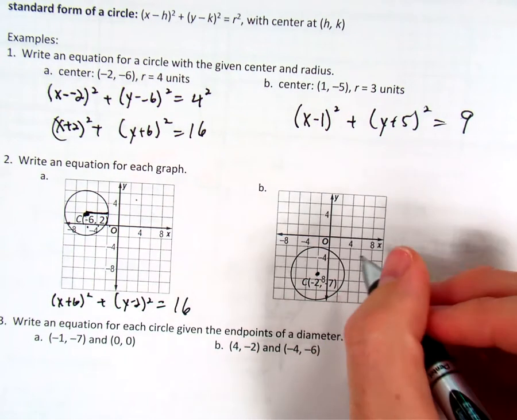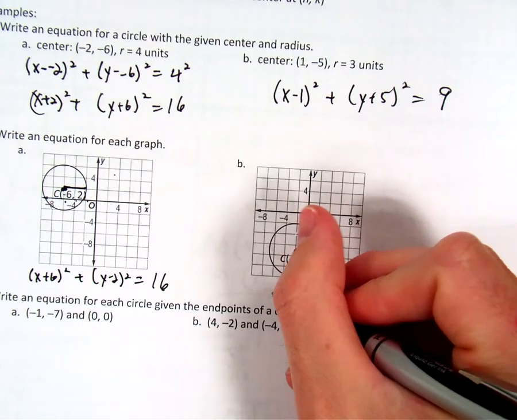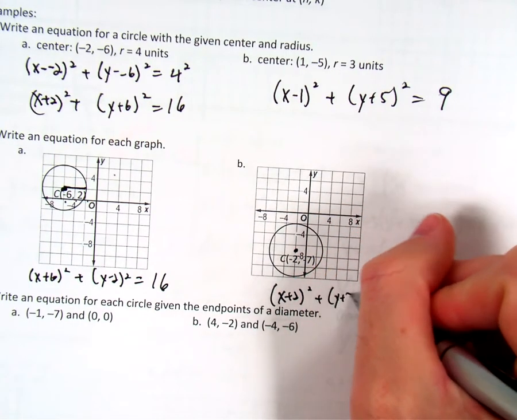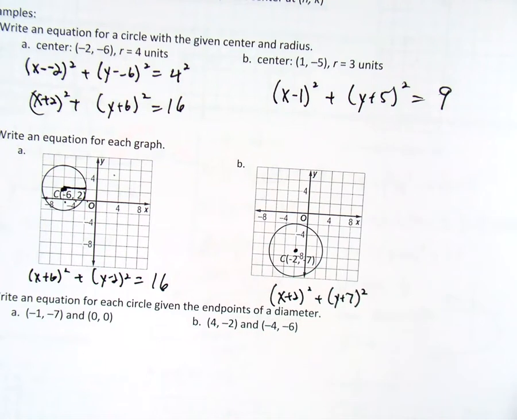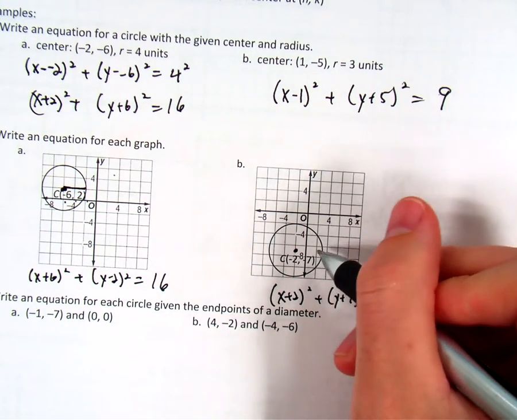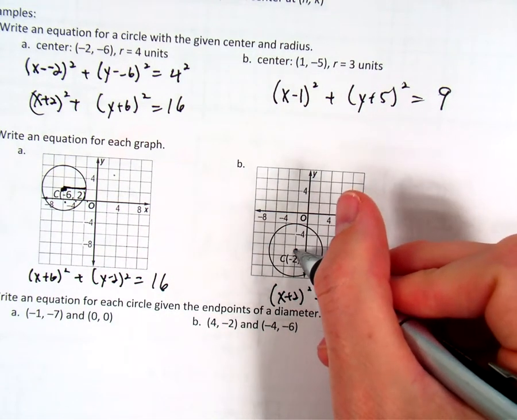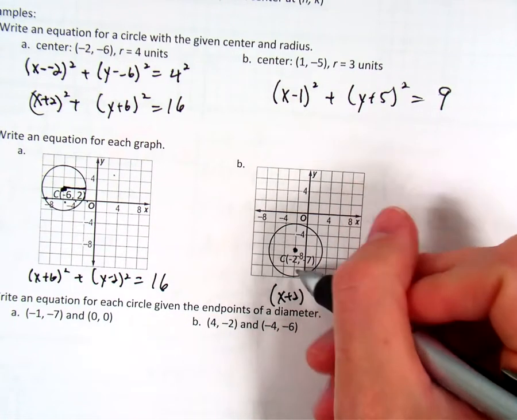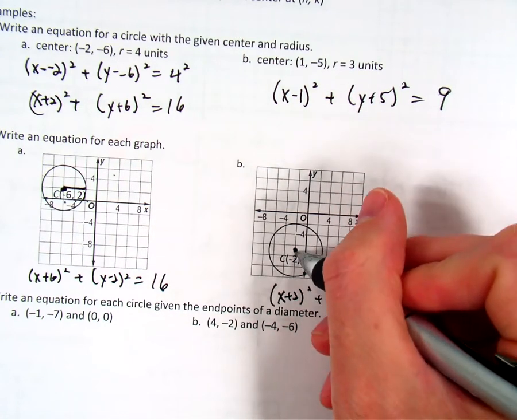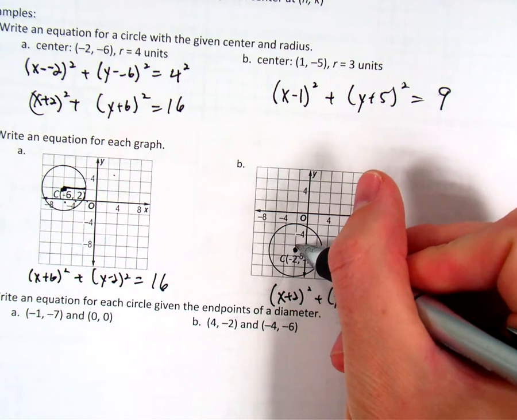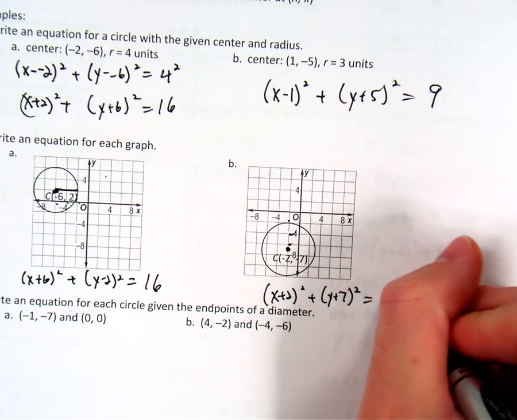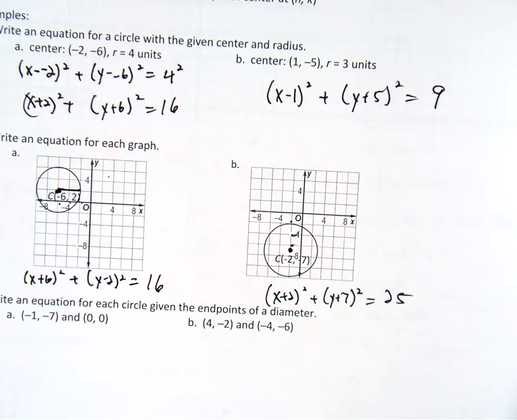Alright, so we're at -2, -7. So x plus 2 squared, y plus 7 squared. Okay, now the tricky part here is how far is r? Okay, so it's at 7, which is kind of halfway there. That's tough to tell if you're going side to side, but if you go vertical, it's a little easier to tell. Okay, because that's going to be 1 to get us back to here, and then 3, and then 5. So 5 squared is 25.